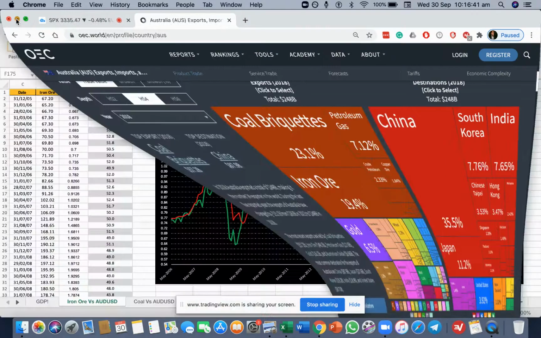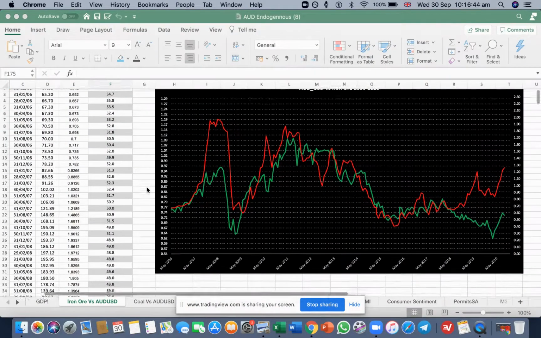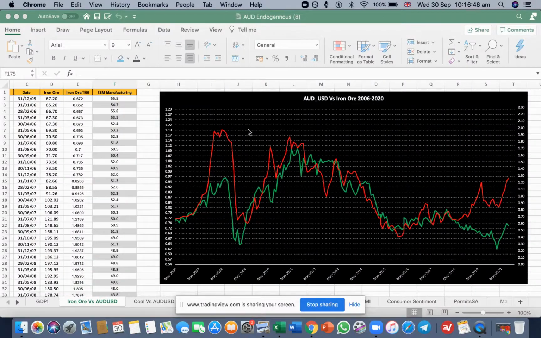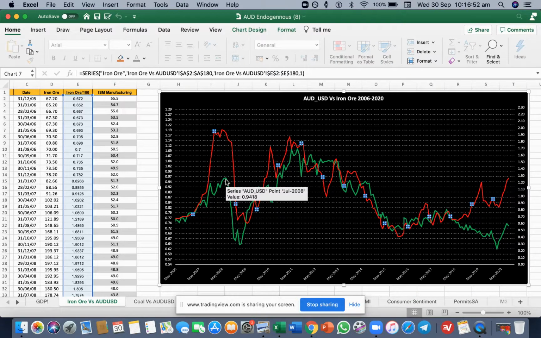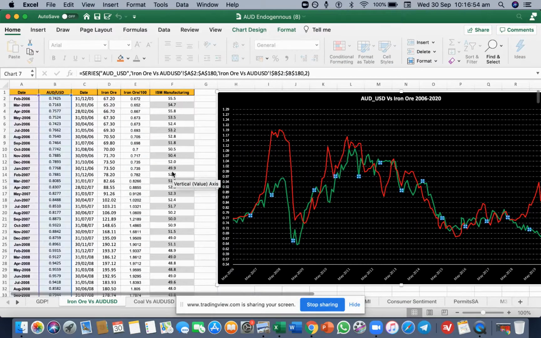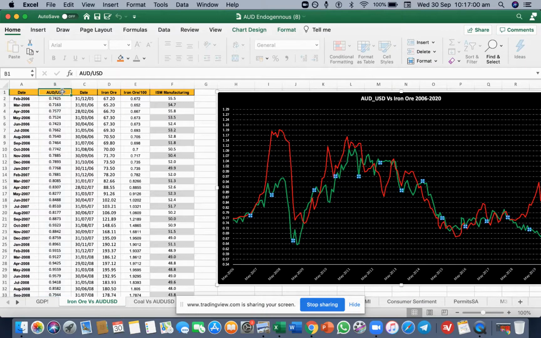And what we can do is go over to our endogenous analysis of the Australian economy. We can see that we have in red the iron ore price, and in green we have the Aussie dollar US dollar exchange rate. Now remember, iron ore is a commodity and commodities are sold in US dollars.